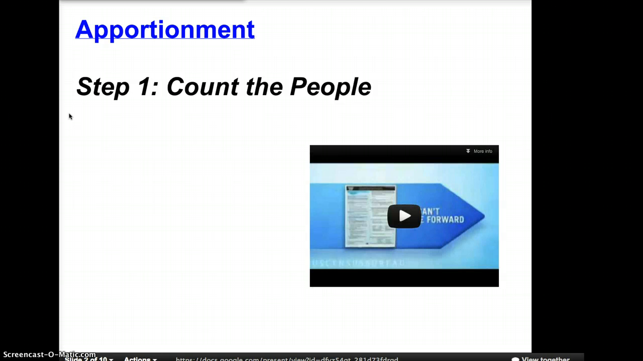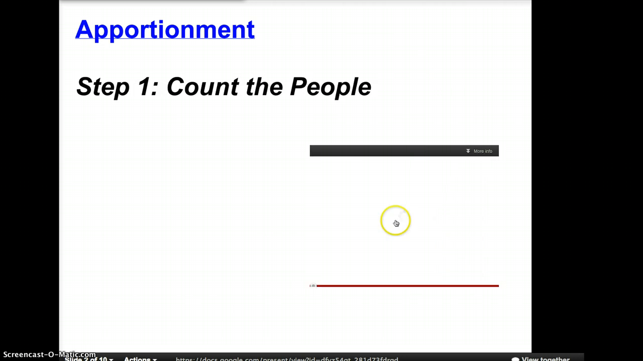Apportionment literally means to set up who serves where. You can see the word portion here in the center of the word. All right. The first part of the process, or step one of the apportionment process, is to count the people. We do that every 10 years with the census.